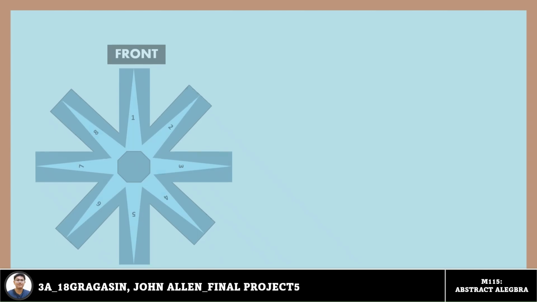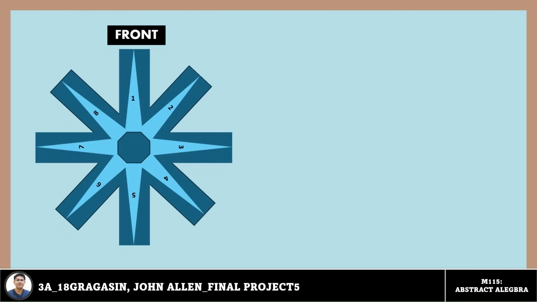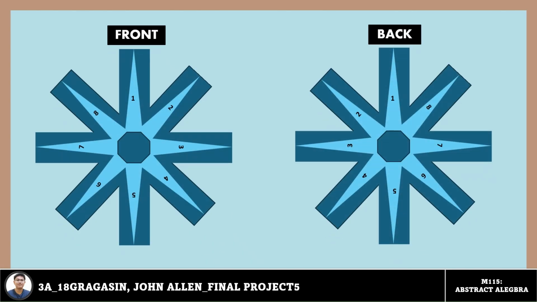the crisscross model illustrates permutation group. Its corresponding elements will be changed into numbers 1 through 8. So these are our elements for our front: 1, 2, 3, 4, 5, 6, 7, and 8. And we have here the elements for back: 1, 2, 3, 4, 5, 6, 7, and 8.